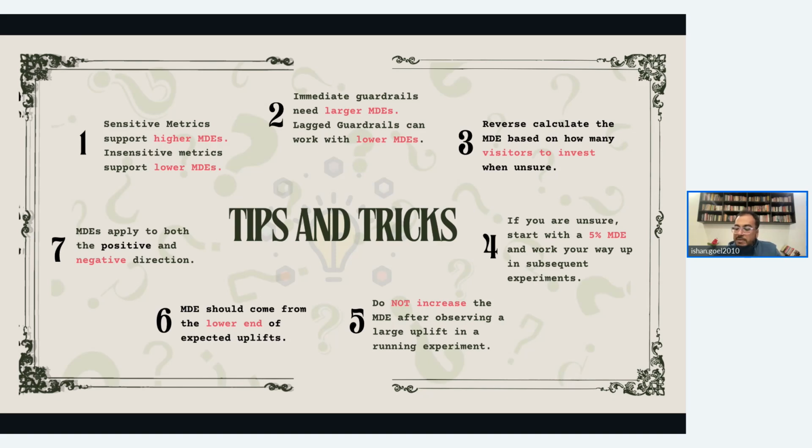Sensitive metrics can support higher MDs, and I'll be talking at the end of this presentation about how you should start with a lower MD and subsequently increase the MD of sensitive metrics as you gather evidence. For instance, if I'm running a test on scroll depth and I've run 5 experiments, and in every experiment I see a 10 to 20% uplift, then I can safely move from 5% to say 7%, 8%, 9%. So sensitive metrics show the potential for higher MDs.